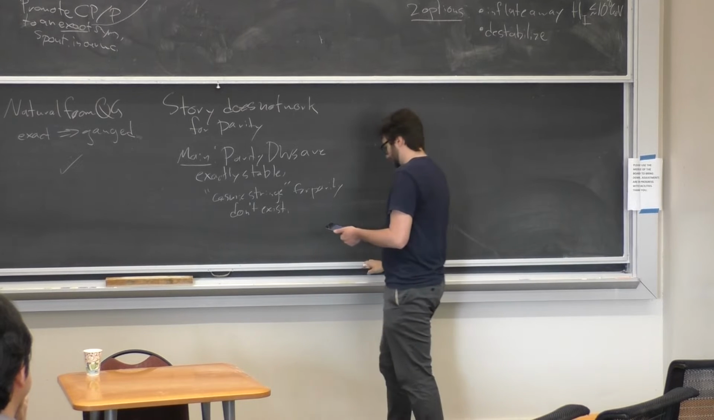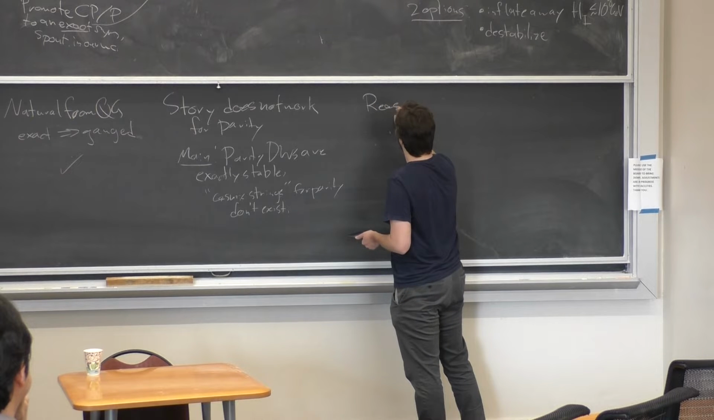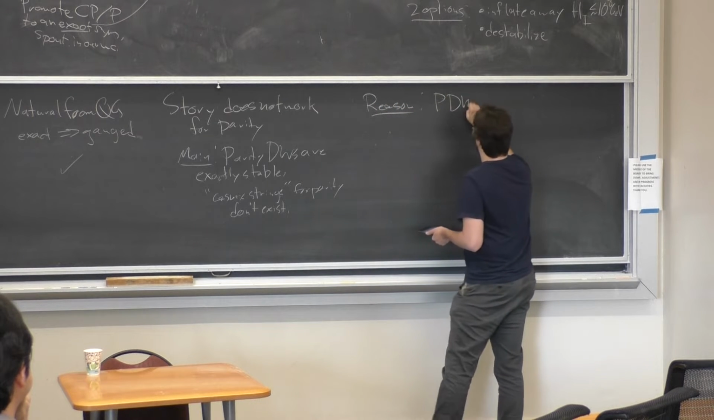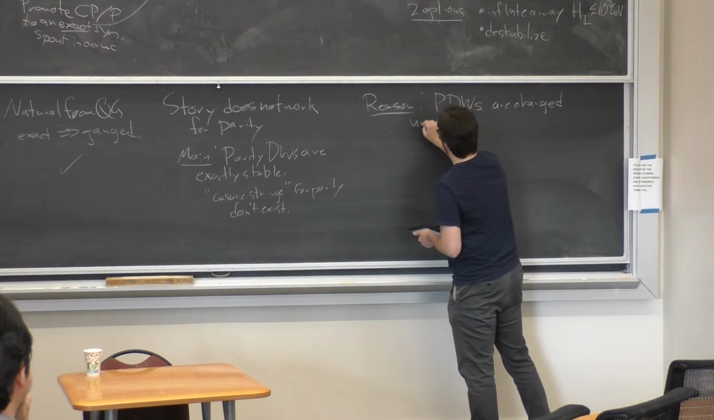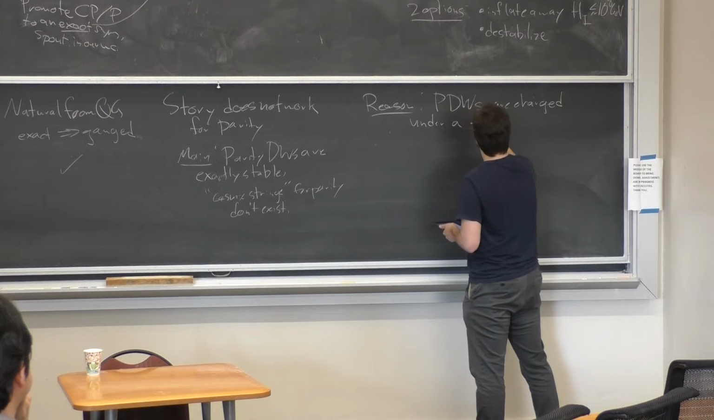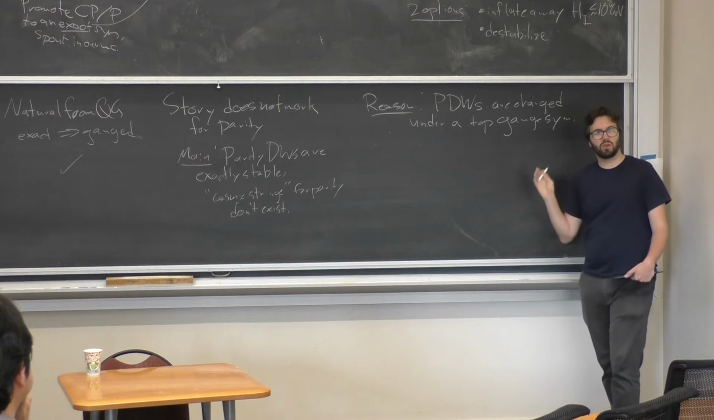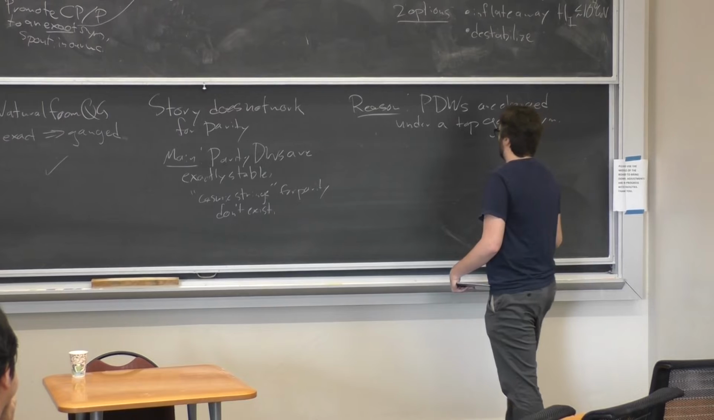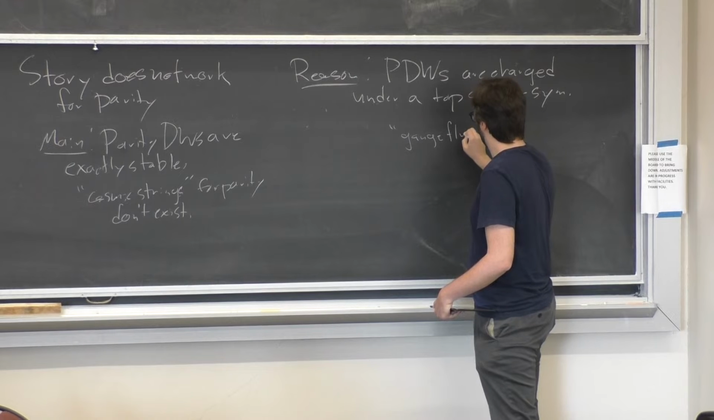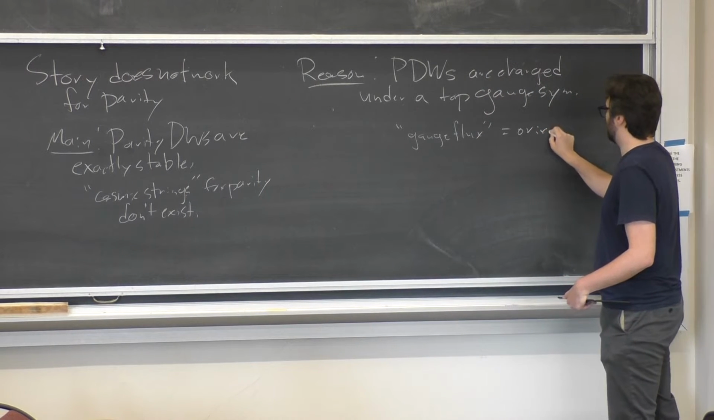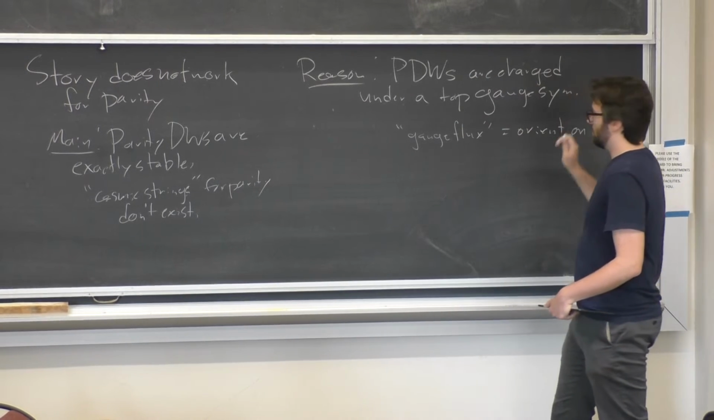And in fact, from a formal perspective, there's a clear way to say this. The reason is that parity domain walls, I'm going to write PDW, are charged under a topological gauge symmetry. So I'm going to argue that parity domain walls carry a sort of topological gauge charge. It's an unusual sort of gauge charge where the gauge flux is given by the orientation of the space-time manifold, or more precisely, a classic cobordism.